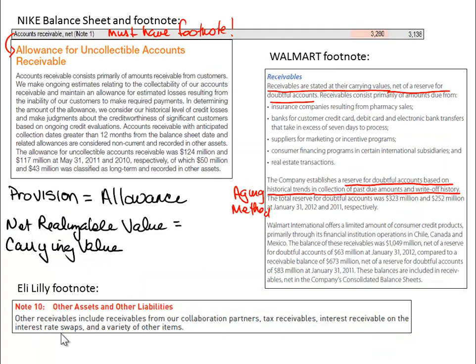Notice the Walmart footnote here shows how we figure out what our receivables are. Notice they're stated at their carrying value, net of a reserve for doubtful accounts. And that reserve or provision is an estimate of customers who will not pay us. And we come up with this estimate in two different ways, and we'll talk about how we do that in a second. So here's just 3 examples of accounts receivable disclosures.